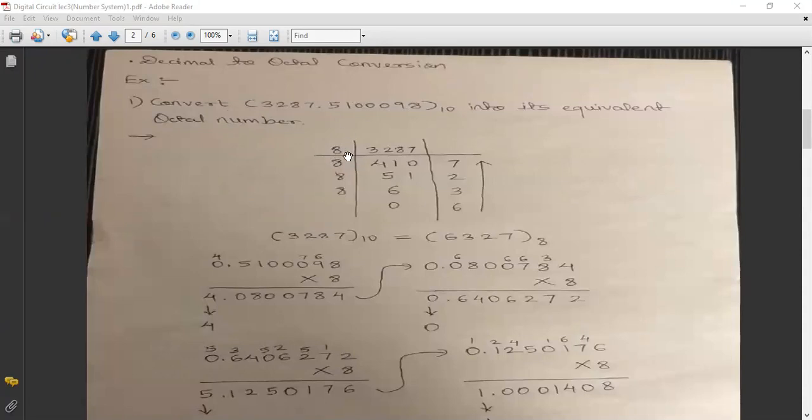So on dividing it by 8, we will get 410, remainder 7. So this number will be again divided by 8, we will get 51 and remainder will be 2. Again dividing it by 8, we will get 6 as a quotient and remainder 3. Again dividing it by 8, we will get remainder 6 and quotient as 0. So how we are going to read this number? We are going to read this number from downward to upward. So this is our MSB and this is our LSB. Therefore, the 3287 to the base 10 is converted now into 6327 to the base 8.